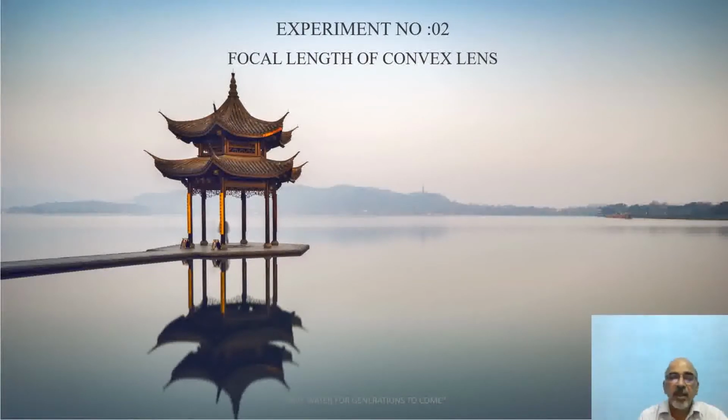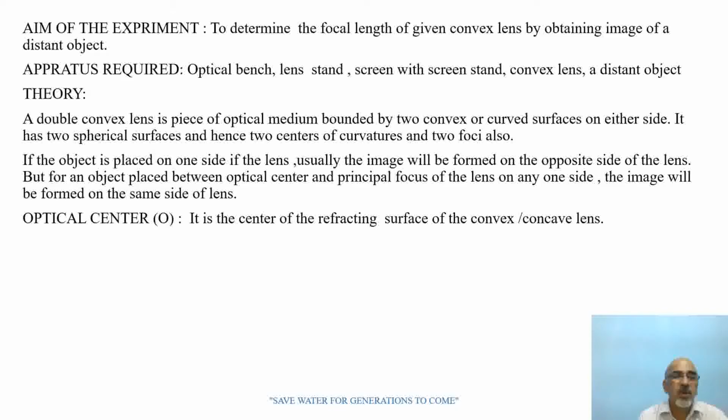For this, first of all, we should know the aim of the experiment, apparatus or material required, and theory. First of all, the aim of the experiment, you have to write down in the notebook: to determine the focal length of the given convex lens by obtaining the image of a distant object. For this, we have to consider a distant object.